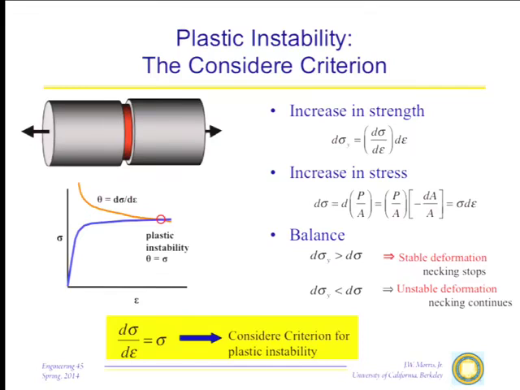Something called the Considere criterion. It's fairly easy to derive. I'll just trace through it. Suppose we have a little increment in plastic deformation right there. I've idealized it in this picture, but it's pretty much what's happening.